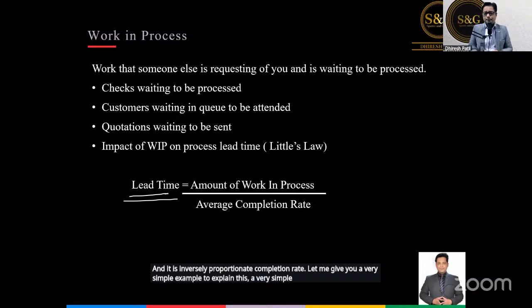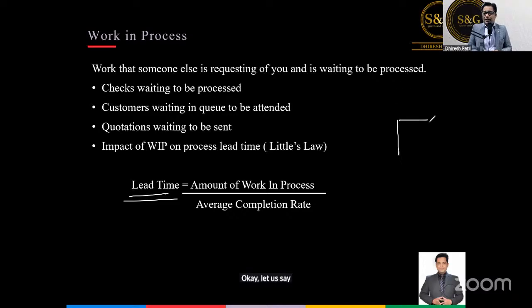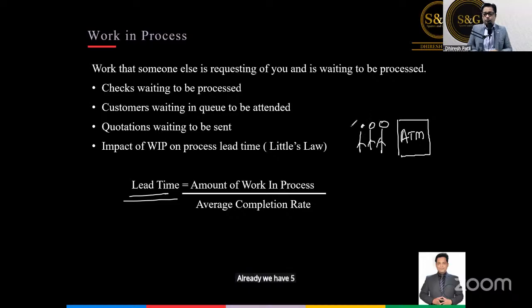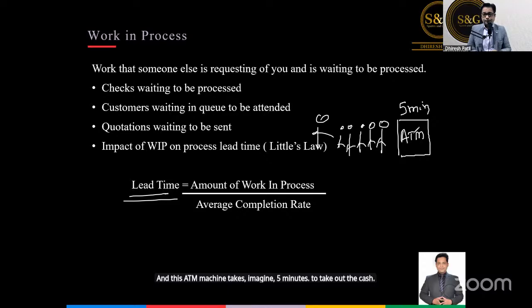Let's say there is an ATM machine and you go to take out some cash. Now imagine we have 5 people in the queue and you are the 6th one. And this ATM machine takes, imagine, 5 minutes to take out the cash. Already 5 people in the queue, and every person takes 5 minutes to take out the cash. Very slow machine.